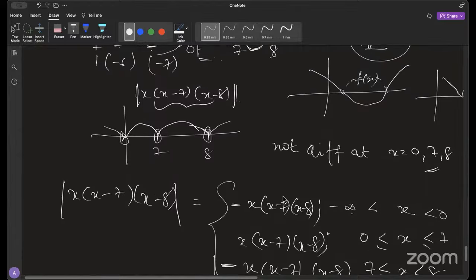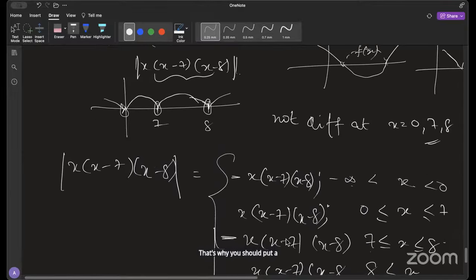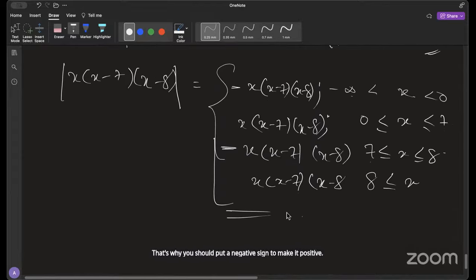Yes, ma'am. You're putting a negative sign where your function's value is negative, because mod function makes the negative part of the function positive. So between minus infinity to 0, and 7 to 8, your function is negative. That's why you should put a negative sign to make it positive, because mod function always gives you a positive sign. Okay.